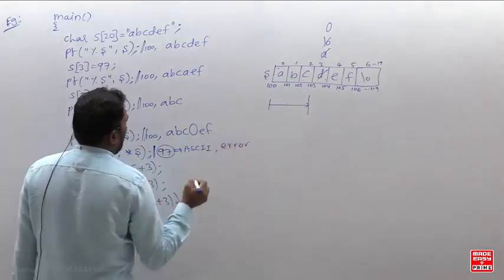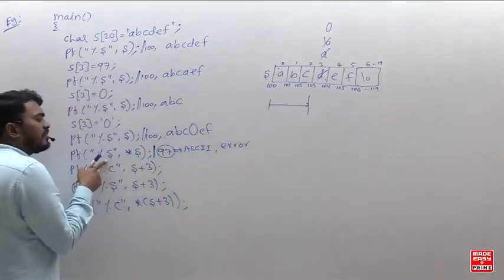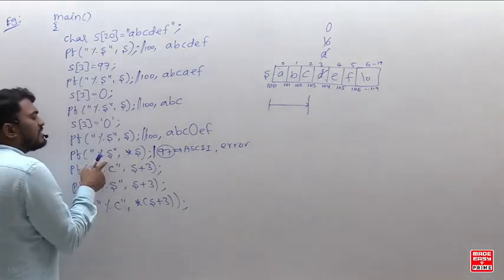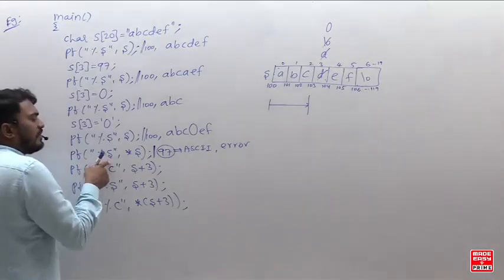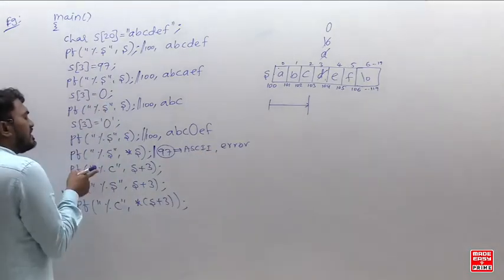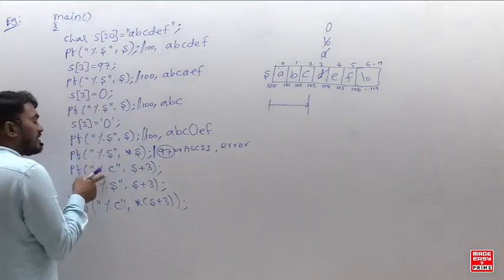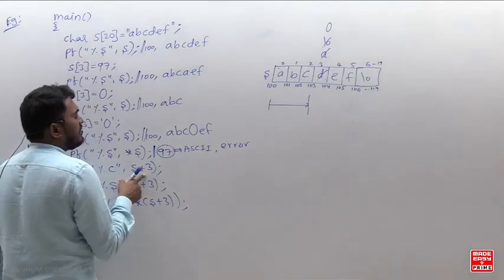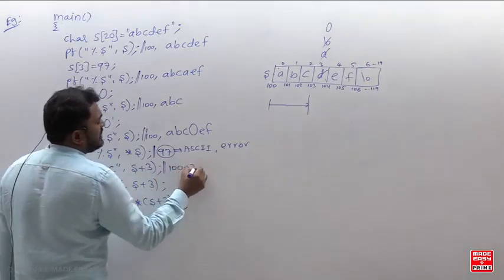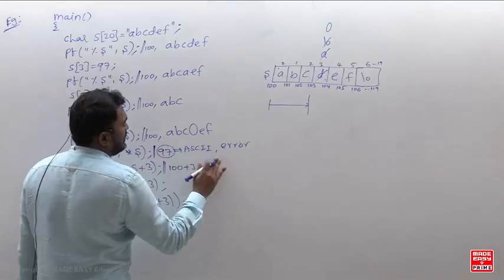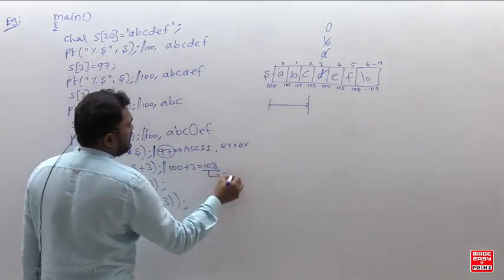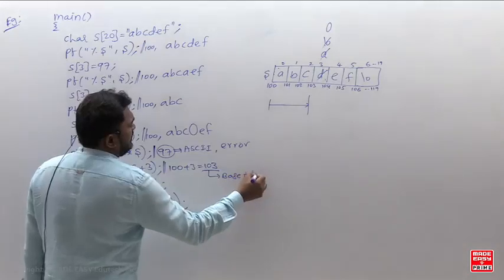Error. Okay, percentage S, what do you need to provide? Base address. But what are you providing? ASCII value. So that will give you an error. And next, percentage C, what do you need to provide? ASCII value. But you are providing what? Base address. Now tell me here, S plus 3 means 100 plus 3, that is 103. What are you providing here? 103. What is this 103? Base address only, right?